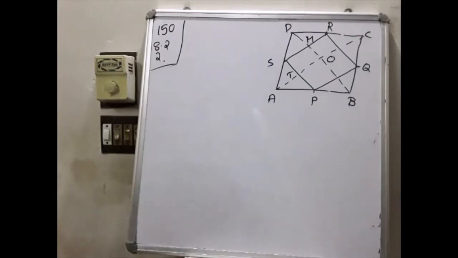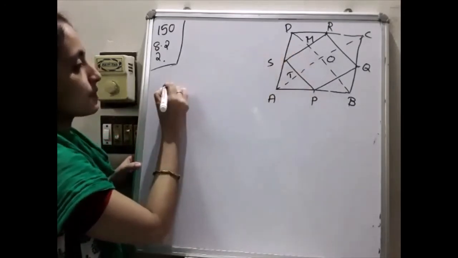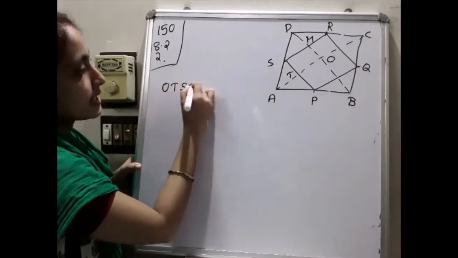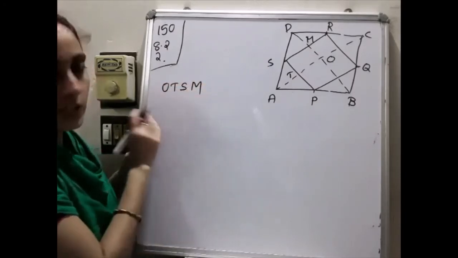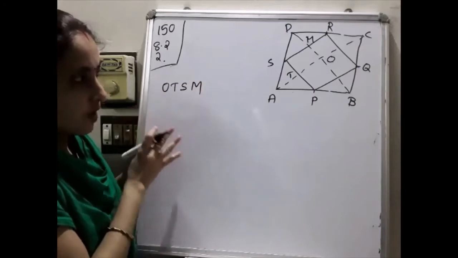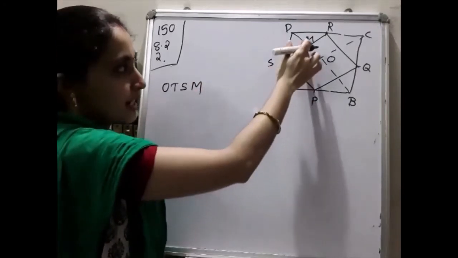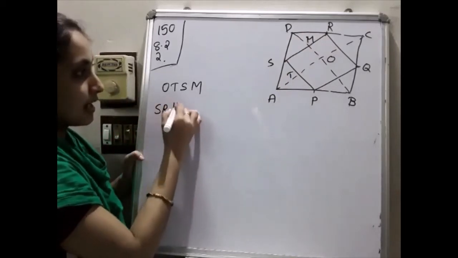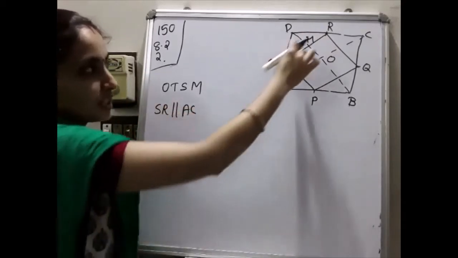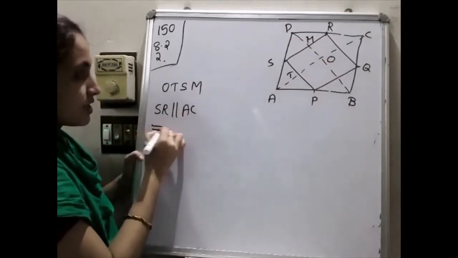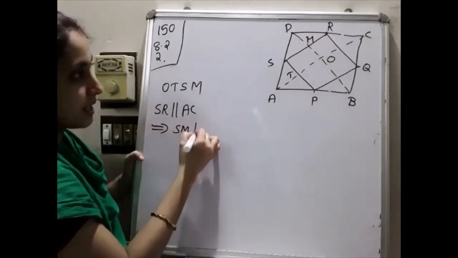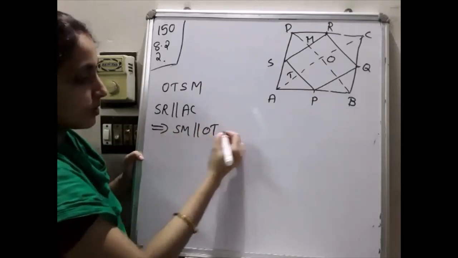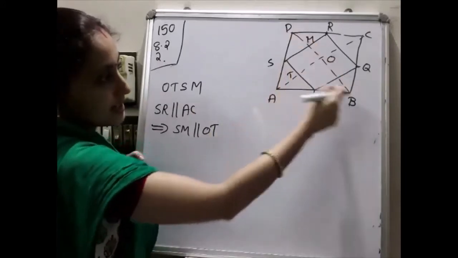Listen here. Then we'll consider this parallelogram OTSM, this quadrilateral we have to consider. We already know SR is parallel to AC. So this part also is parallel, which implies SM is parallel to OT. Clear? So again we consider these two lines are parallel.